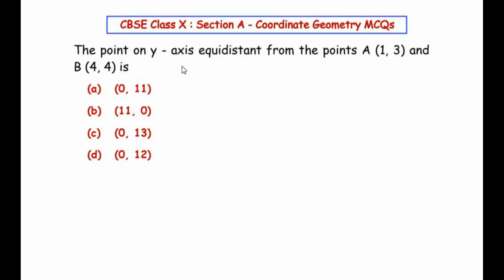The point on the y-axis equidistant from the points A(1, 3) and B(4, 4) is. So we have been given a point which is on the y-axis and it is equidistant from the points A and B. Here we need to find out the coordinates of this point. Let us consider this point as point P.